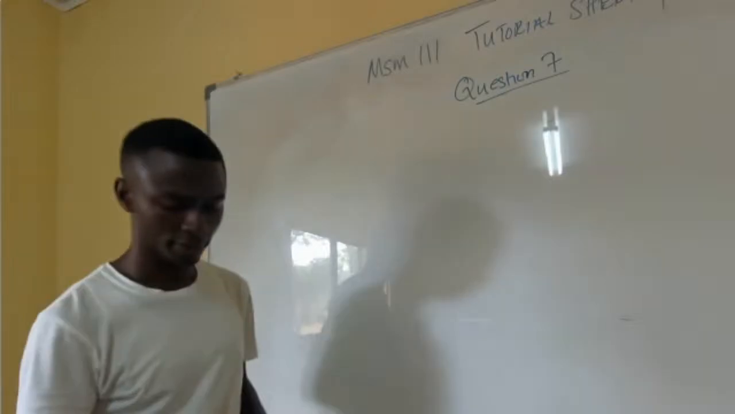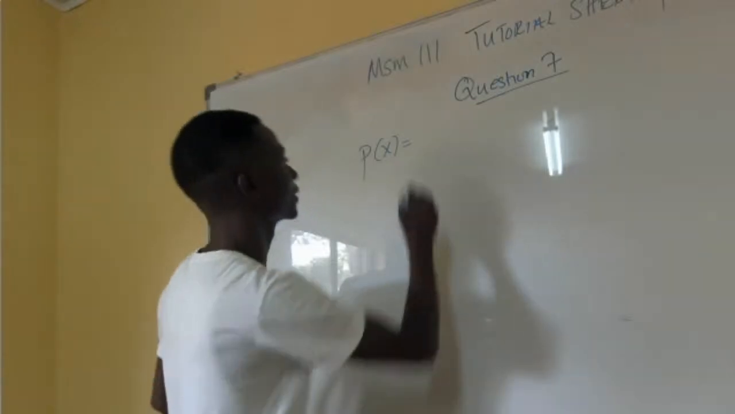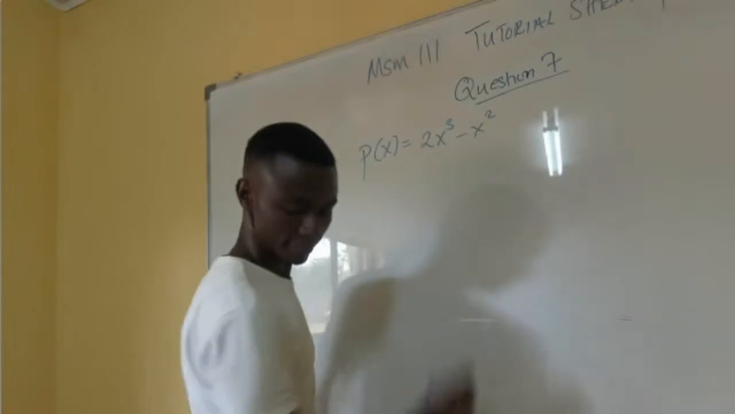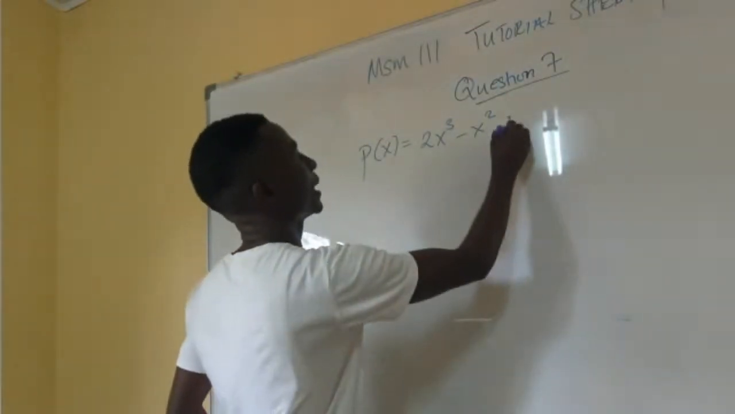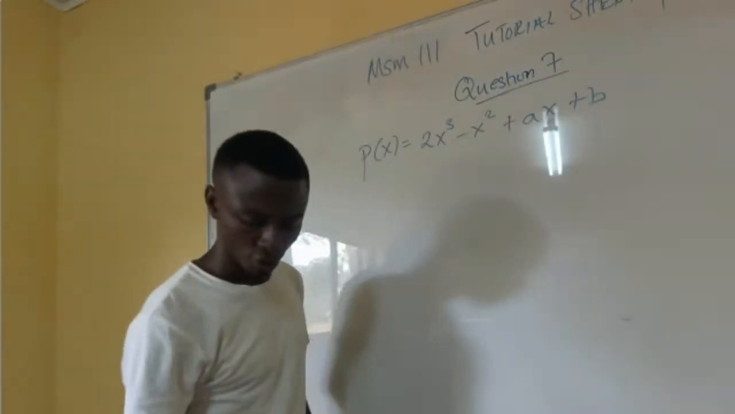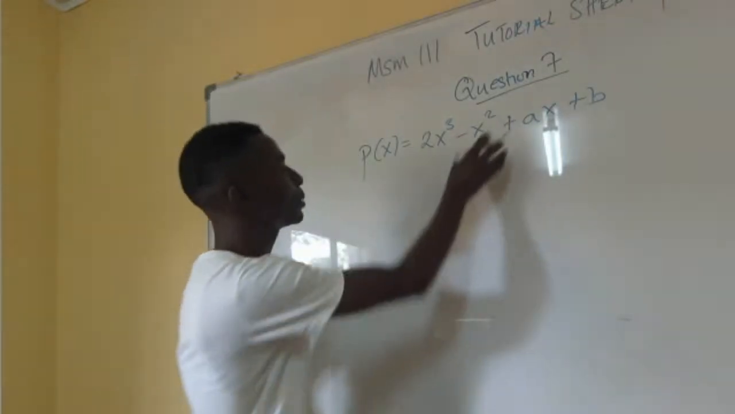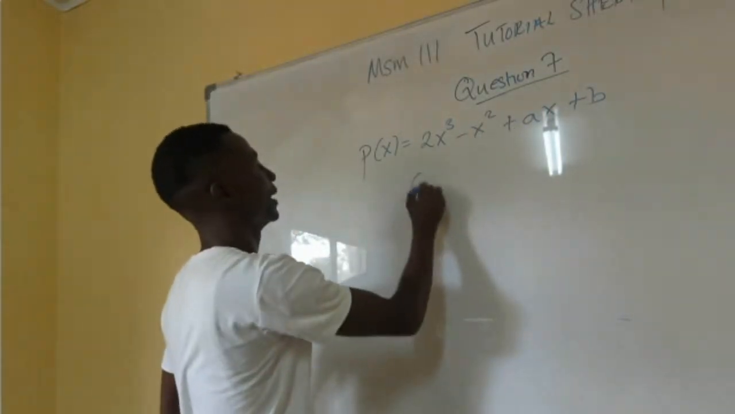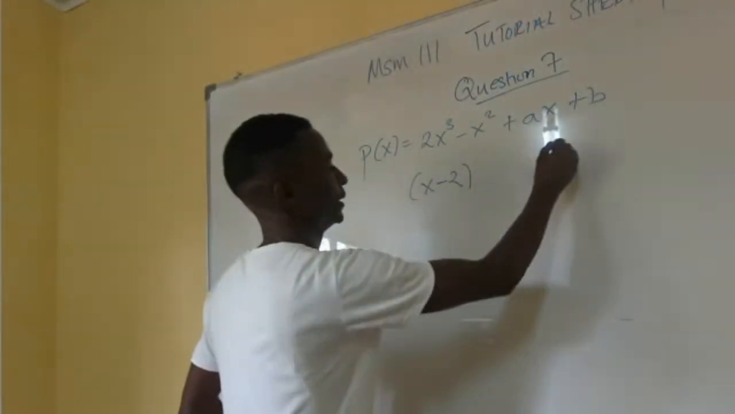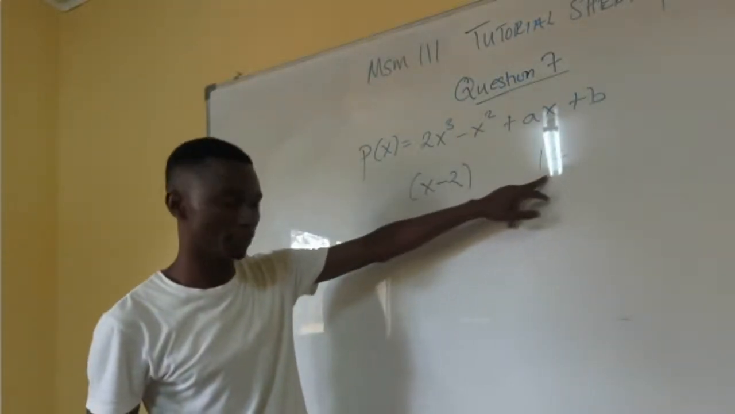Question 7. We have this polynomial P of x equal to 2x to the power 3 minus x squared plus ax plus b. So now what is the question saying? The question is saying if this polynomial is divided by x minus 2, the remainder that we are having is 14.